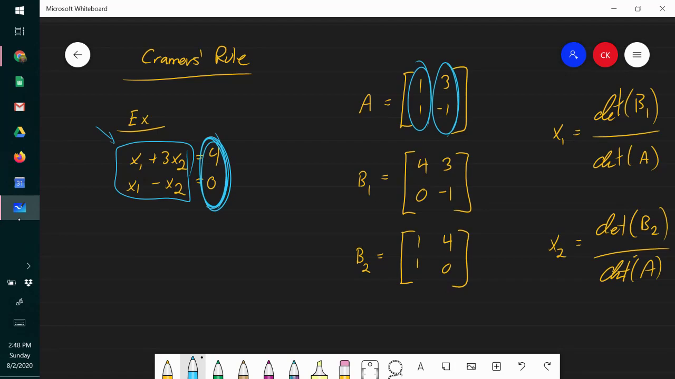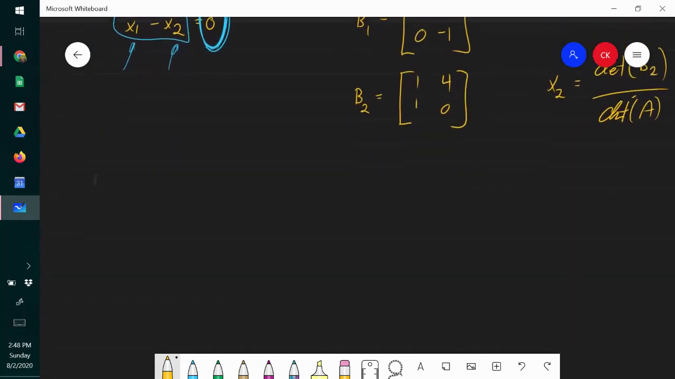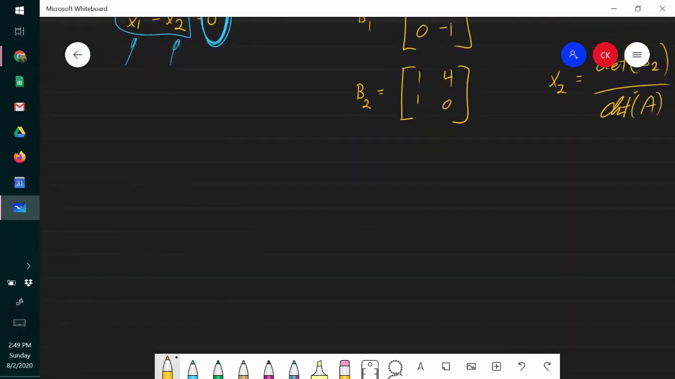If we plug in 1, 1 into the top equation, we do in fact get 4. If we plug in 1, 1 into the second equation, we do see that we get 0. So this is in fact the solution to the system. So this is generally how Cramer's rule works. For a 3 by 3, it works the same. So for a 3 by 3 system, in other words, 3 equations and 3 unknowns, it works pretty much the same. You just have to expand the concept so we have more determinants to work with.